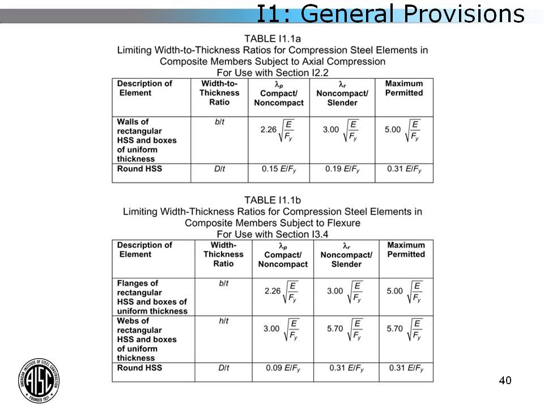Just to give you an idea of what the numbers in here might represent, if we take a look at the round HSS, the round HSS transition between compact and non-compact is about 100 for 42 KSI steel. That's the diameter to thickness ratio. And then the maximum permitted is all the way up around 200. So this would translate in the real world to, if you had a 30-inch diameter tube, you could use a wall thickness all the way down to about 3/16 of an inch thick. So very slender elements are now covered by the specification.